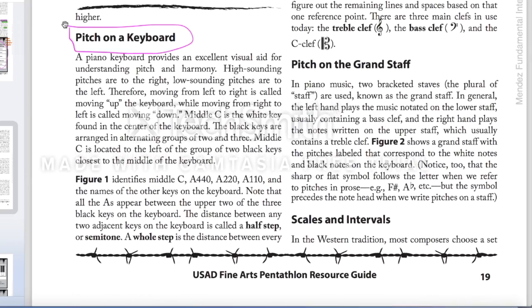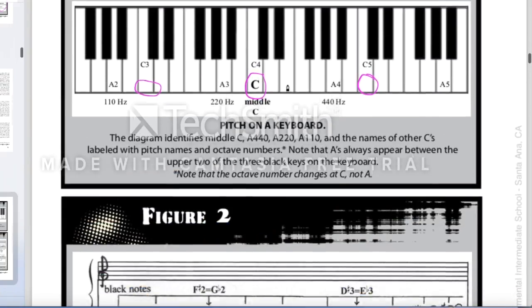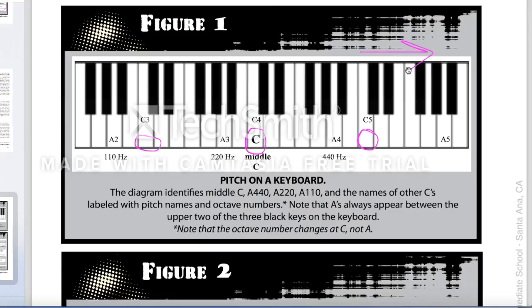A piano keyboard provides an excellent visual aid for understanding pitch and harmony. High-sounding pitches are to the right, and low-sounding pitches are to the left. That's true. If you go up here, right there, then we have a higher pitch, okay? You can write all of this down, guys. Oh, by the way, you know how I showed you earlier, if you go from a middle C to a higher C, what is that called? That's called an octave. So I'm going to go ahead and write that down.